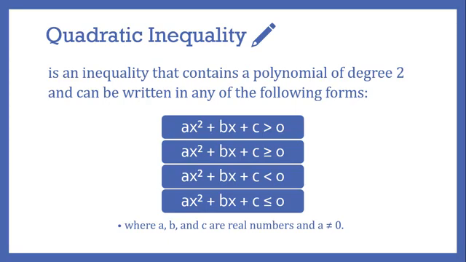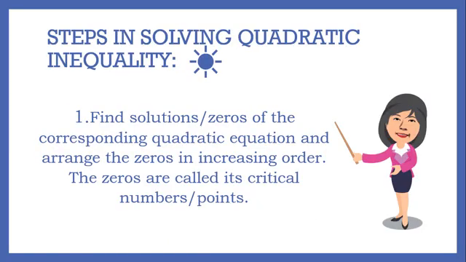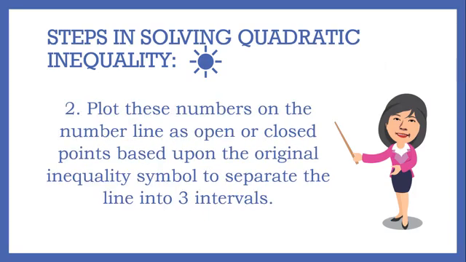To solve a quadratic inequality, we will be guided by the following steps. Number 1. Find the solutions or zeros of the corresponding quadratic equation and arrange the zeros in increasing order. The zeros are called its critical numbers, critical points, or critical values. Number 2. Plot these numbers on the number line as open or closed points based upon the original inequality symbol to separate the line into 3 intervals.